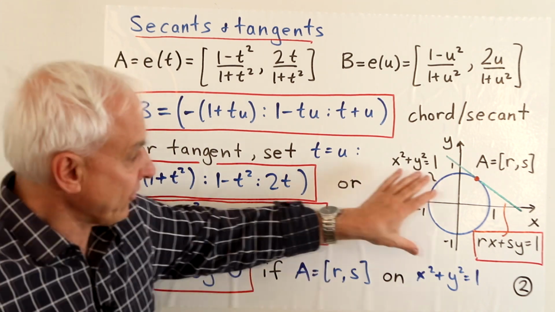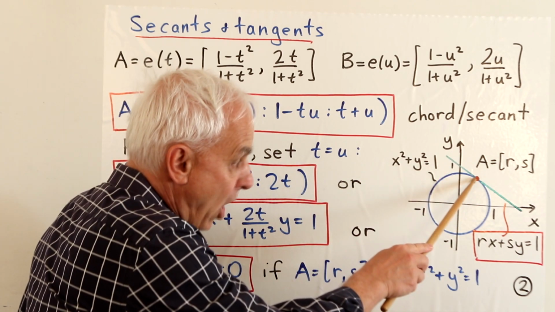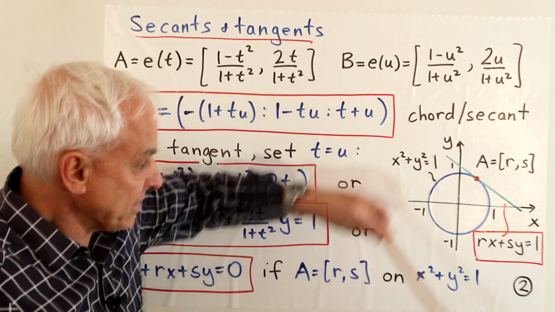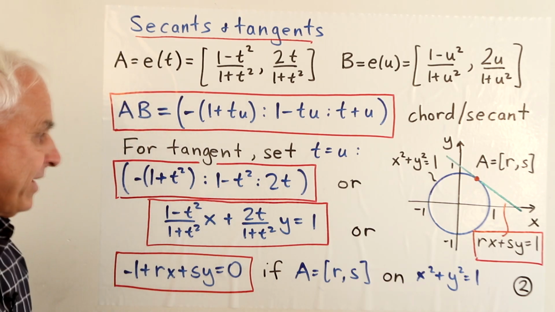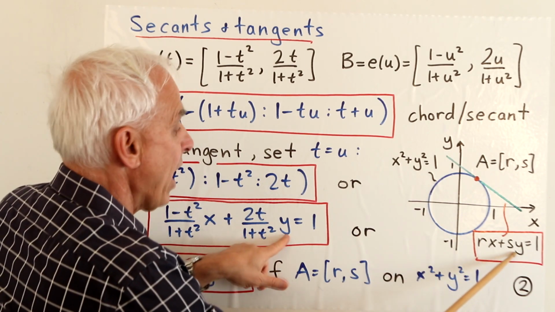So we can summarize that here. There's the unit circle. There's the point A on it with coordinates (r, s). Then what is the equation of that tangent line? Well, it's r times x plus s times y equals 1.